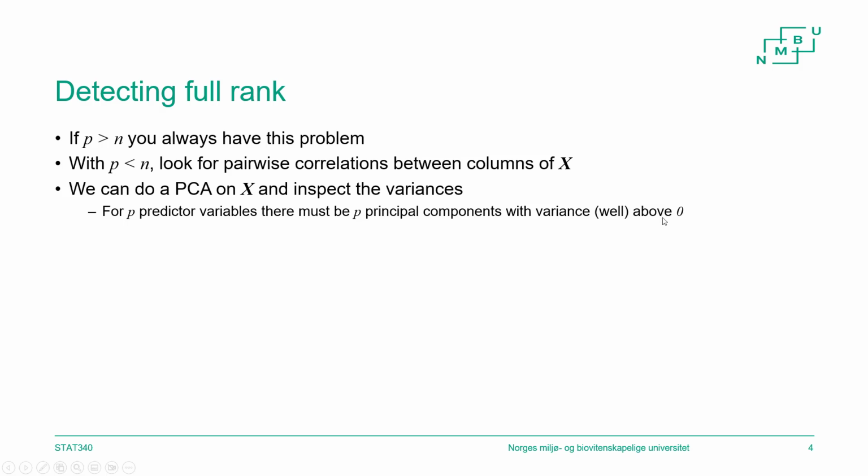And if some variances are 0 or, as we will see, extremely close to 0, then you have this problem. Or if you don't have P principal components from the beginning, which is the case if you have P larger than N, because then you will have N principal components. Then you also have this problem.